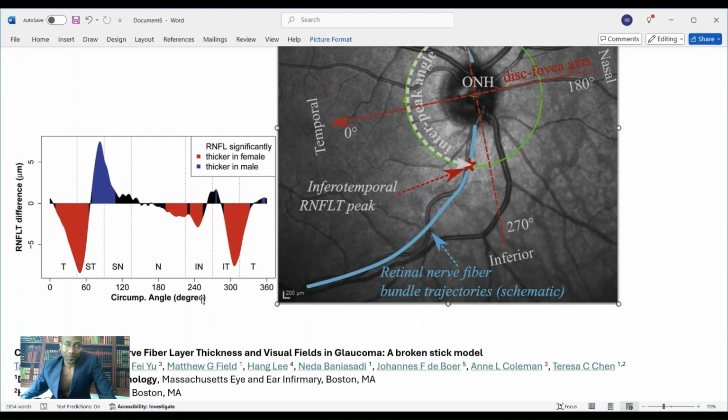And what happens here is when these nerves thin, or when you have less of these nerves to take the light signals from the retina to the brain, then the brain doesn't see those areas of the visual field, and that's where you get visual defect.